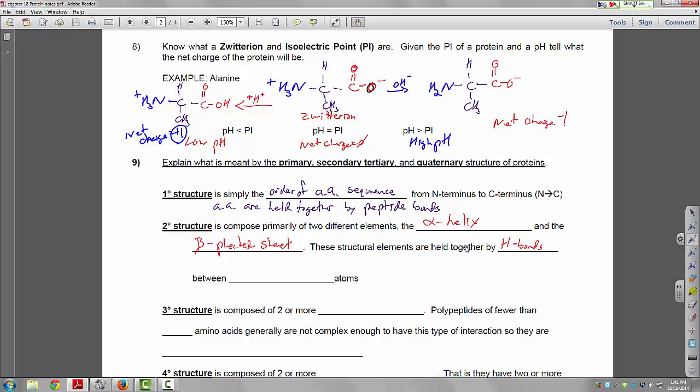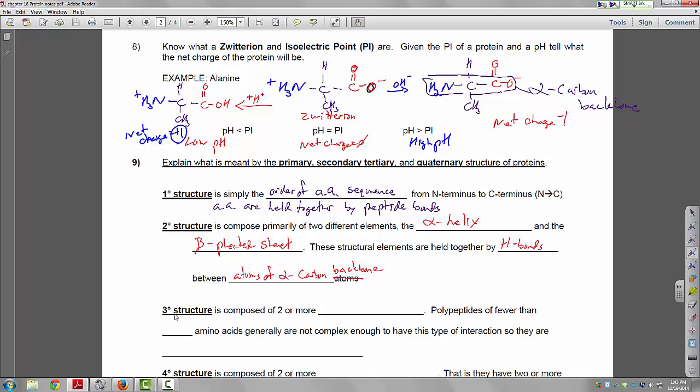Now these secondary structures are held together by hydrogen bonds, and they are between atoms of the alpha carbon backbone. What is the alpha carbon backbone? The alpha carbon backbone is everything but the side chain. So here, the amino group, the alpha carbon, this carboxylate, that's the alpha carbon backbone. So it's everything but the side chain, and the side chain is down here.